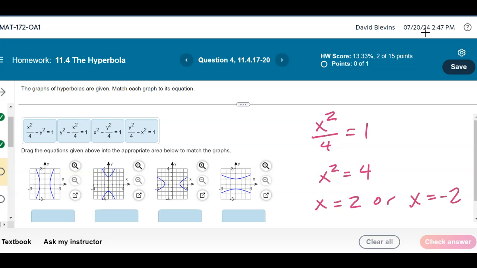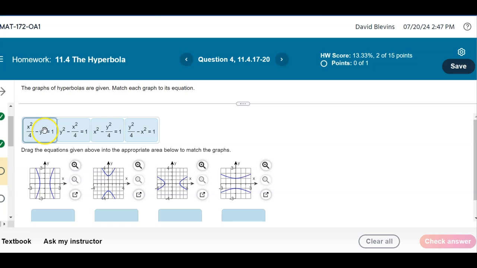Well, if you look at this picture right here, there's a 3, there's 0, so that means that's a 1 and that's a negative 1. All right, and if you look at this other picture that opens left and right, there's 1, 2, 3, 4. So that's a 2, that's a negative 2. So this one right here matches the third one. So I would put that one here.